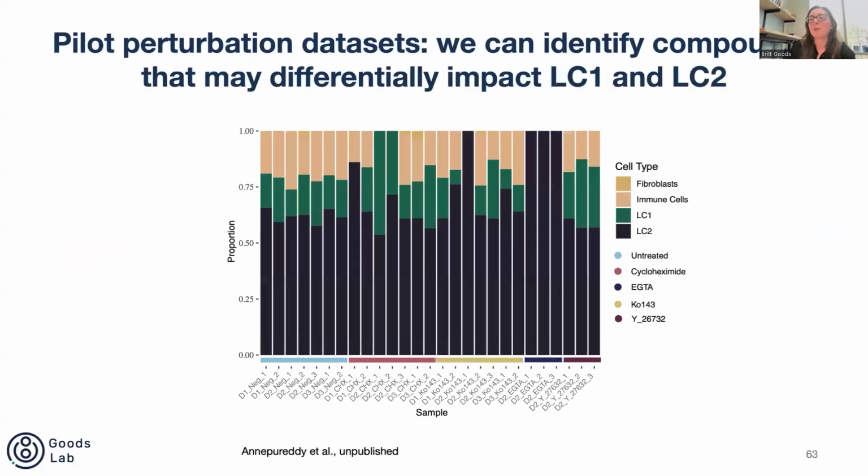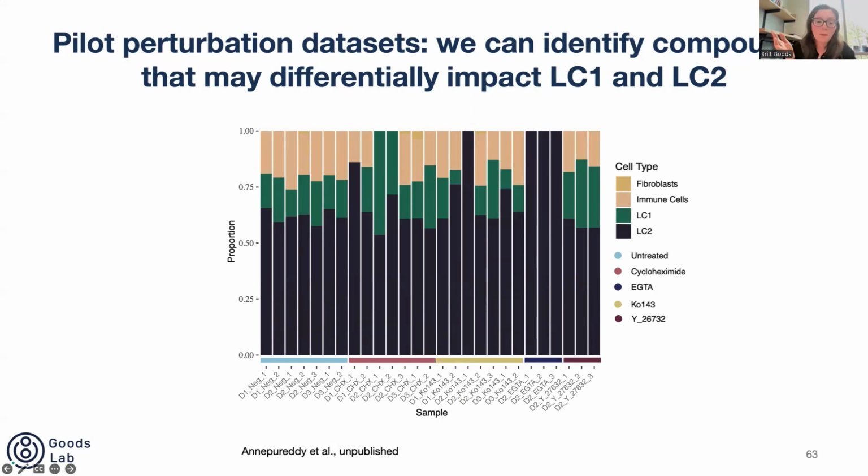We can then also perform a different type of analysis with our transcriptomics data called deconvolution analysis, where we ask the question, what are the cell type proportions that are being affected in our samples? You can see each of our samples along the x-axis here, and what compound they were actually treated with, and then the cell type proportion in those samples. One thing I will really point out is that EGTA treatment leads to essentially complete elimination of our LC1 population, but not our LC2 population.